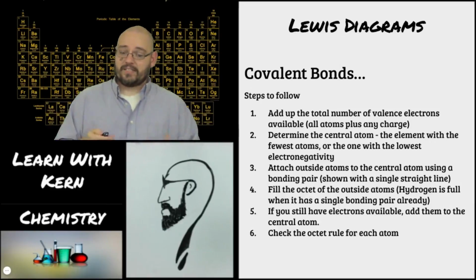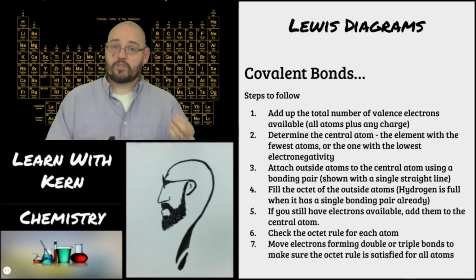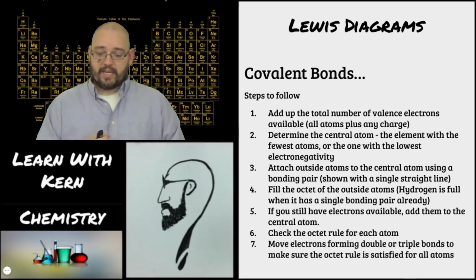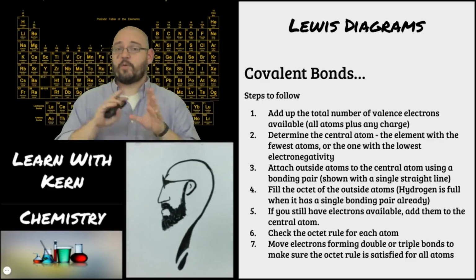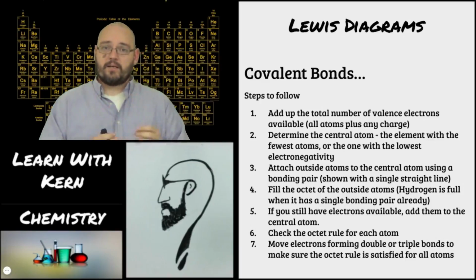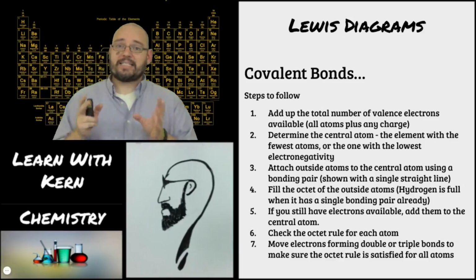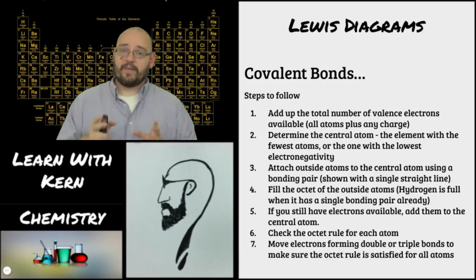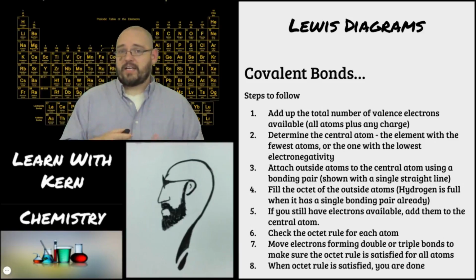If it doesn't, then you might have to move electrons around and form double or sometimes triple bonds to make the octet rule work, to make sure the octet rule is satisfied for all atoms. All atoms have to have a stable octet. And remember, hydrogen has a stable octet with 2 electrons. Everything else has to have access to 8 valence electrons. Once the octet rule is satisfied and you've gone through all this process, then you're done.